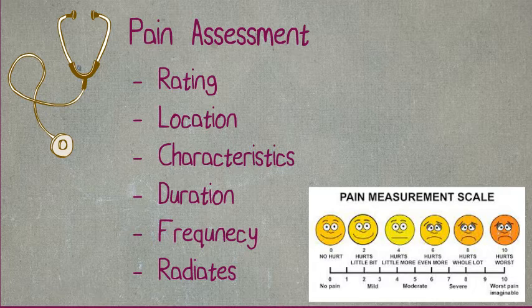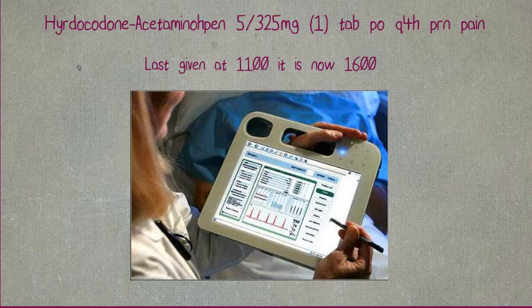Next, ask the patient where their pain is located and have them describe the pain as much as possible. For example, is the pain dull, sharp, stabbing, aching, or crushing? Also ask the patient the duration and frequency of the pain and if the pain radiates to another part of the body. After you complete the assessment and determine that administration of a pain medication is indicated, document all of the assessment data appropriately in the patient's medical record.